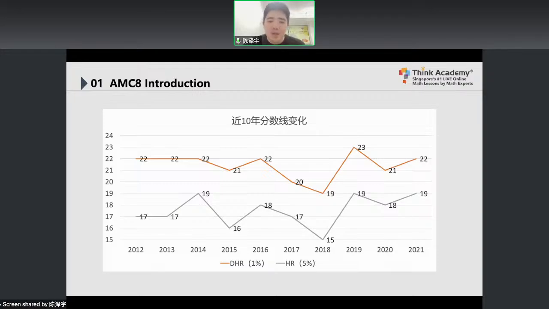So for the top 5 students, the requirement to get the honor roll is around 17, 18. But in recent years, you can see you need to get a 19 or 18 to get an honor roll. So this is the score line.